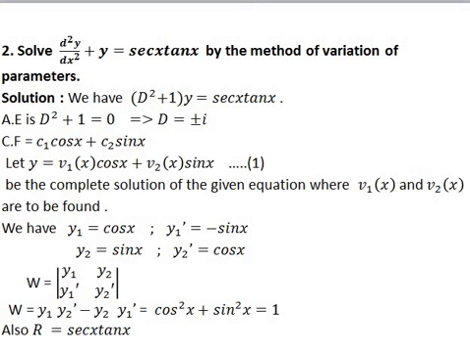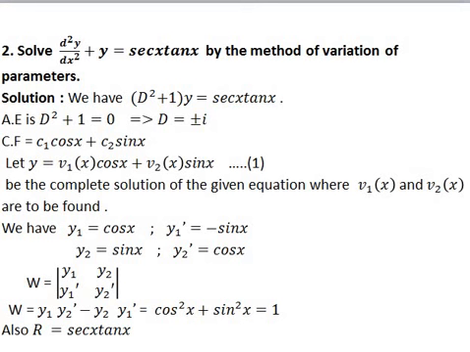We know that let y = v1(x) y1 + v2(x) y2 be the complete solution of the given equation. Here y = v1(x) cos x + v2(x) sin x, equation 1, be the complete solution where v1(x) and v2(x) are to be found. We have y1 = cos x and y2 = sin x. Their derivatives are y1' = −sin x and y2' = cos x.